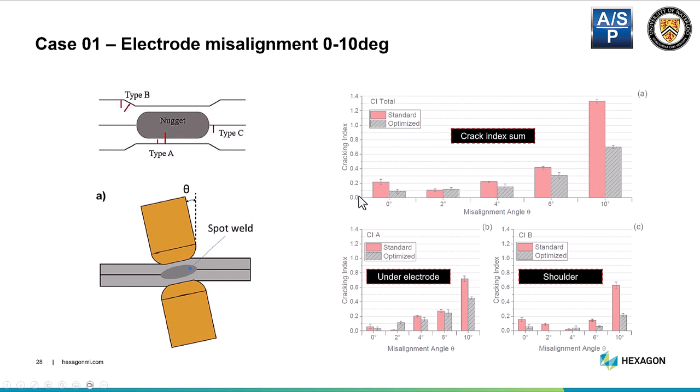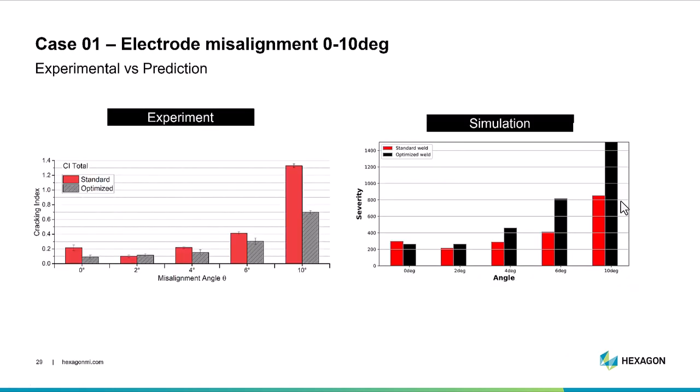It goes from 0, or no misalignment, all the way to 10 degrees. We reproduced numerically what was experimentally done. In this case, the electrode misalignment from 0 to 10 degrees. You can see here a very interesting correlation.